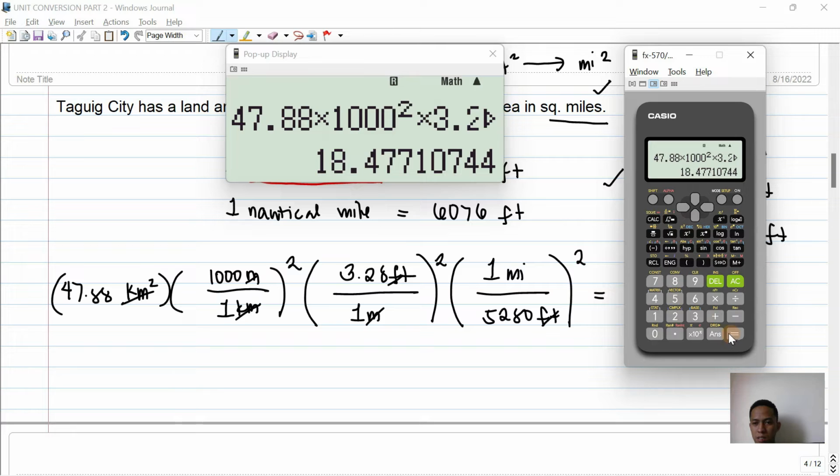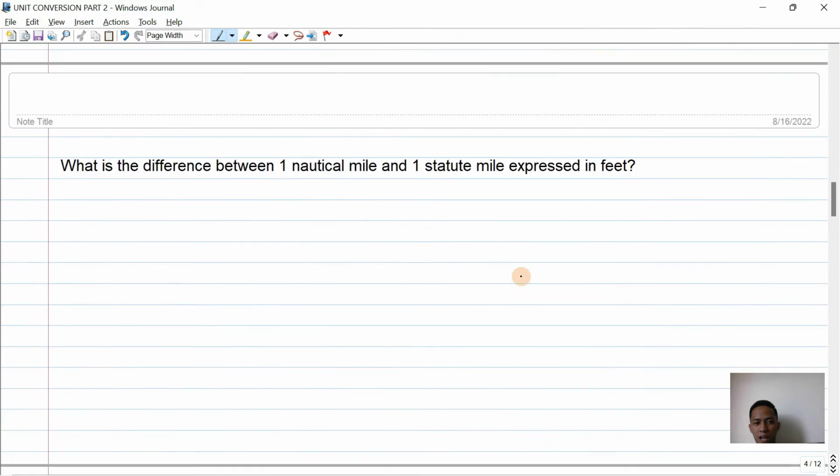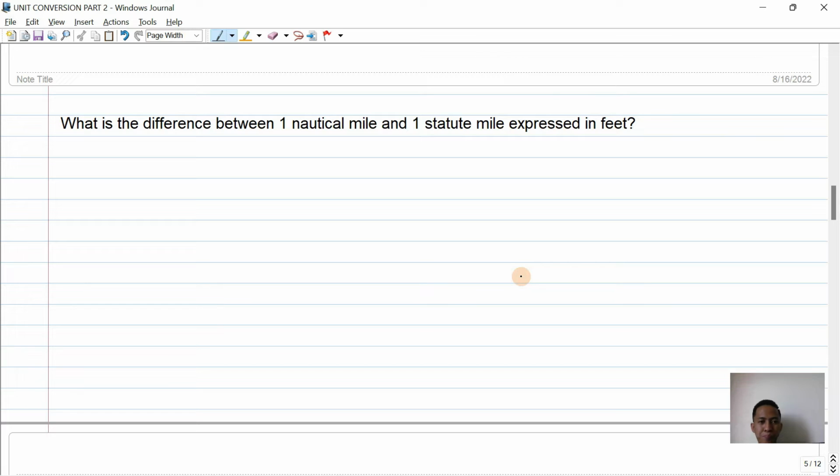So equals, gives you 18.47 or 48. So that gives you 3 significant figures na natin siya. So 18.5, 18.5 square miles. So Taguig City has a land area of 18.5 square miles expressed in miles. So that is your final answer for this problem. Okay, so let's proceed guys sa ating next problem.